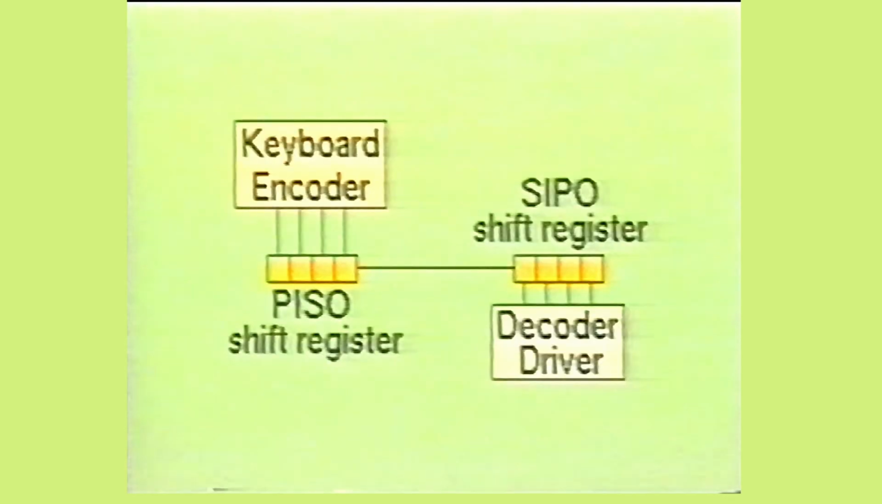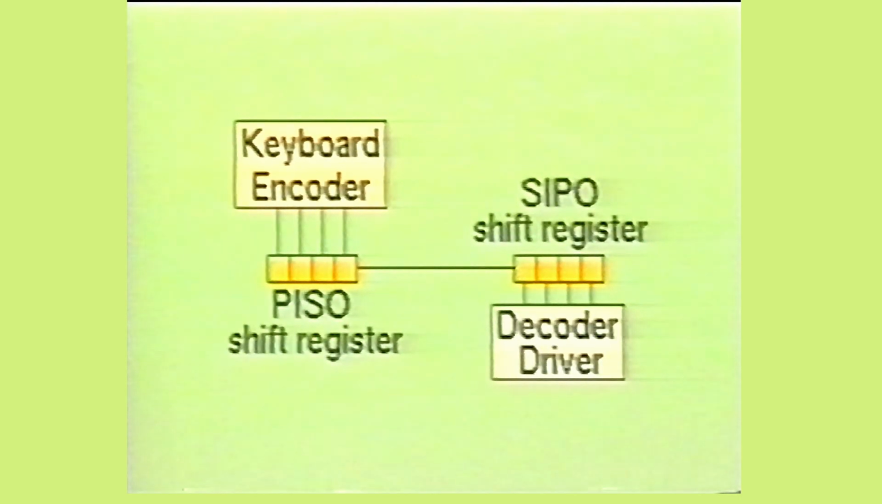For example, shift registers may be classified as serial in, serial out; serial in, parallel out; parallel in, parallel out; and parallel in, serial out. As you can see, the shift register can convert data from serial to parallel or from parallel to serial. To illustrate how the shift register can accomplish this, we will examine a typical circuit.